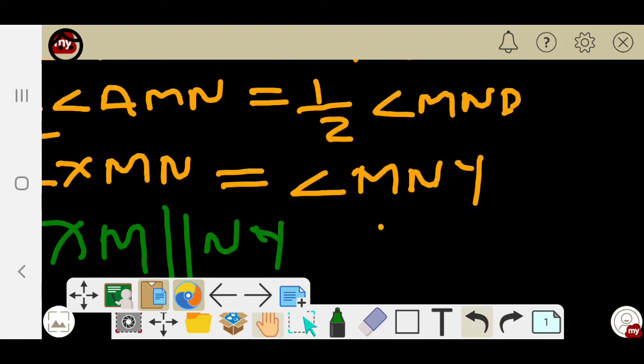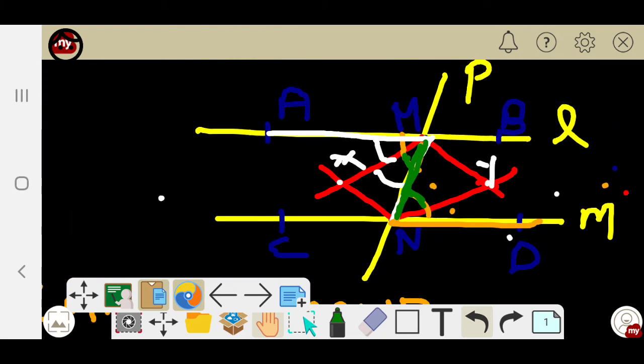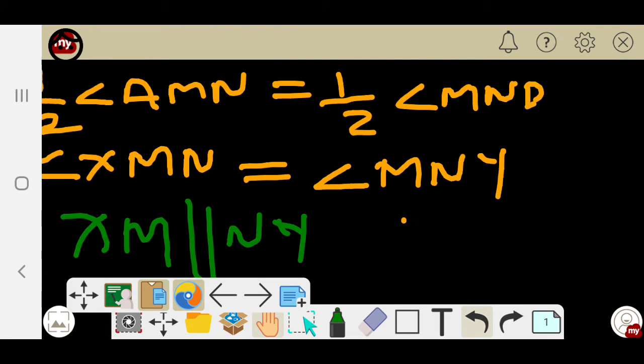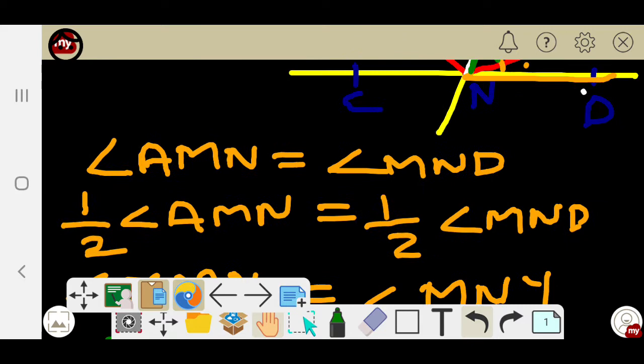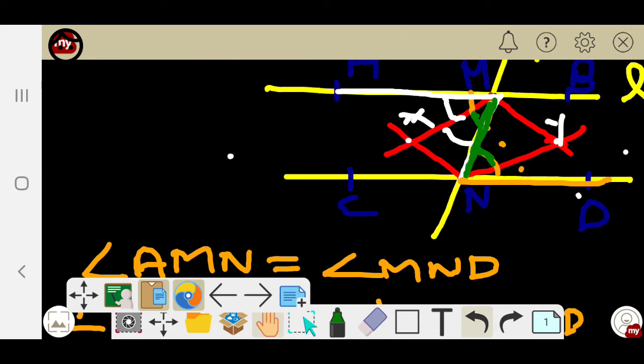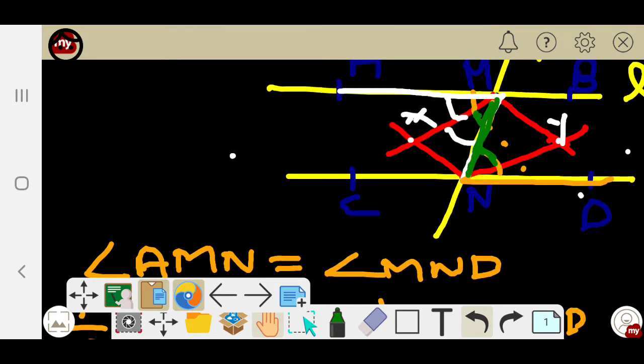So we can write similarly, MY parallel to XN. Now we have two pairs of parallel sides. These two are parallel and these two are parallel. Next, it's a quadrilateral with two pairs of opposite sides parallel.